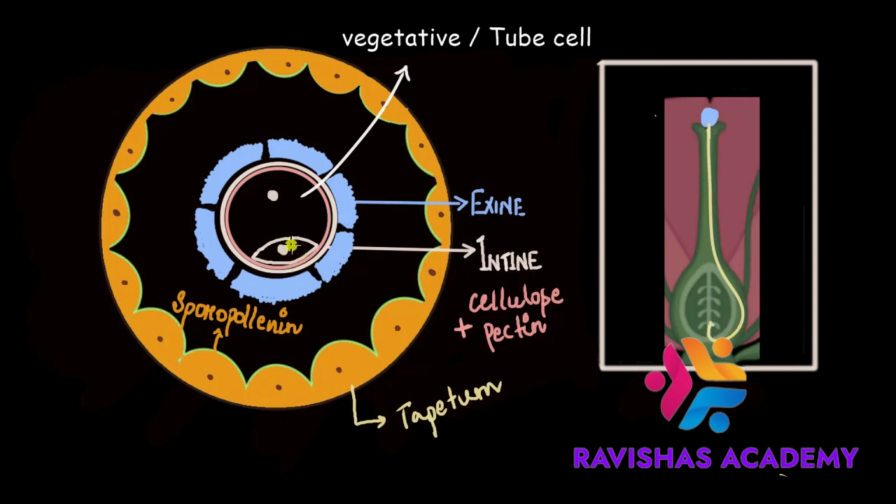Then what is the job of this smaller cell here? This cell, we call it the generative cell because this cell gives rise to the male gametes. And most pollens are released in this stage. This two-cell stage, one which we call vegetative or tube cell, and the other one which we call generative cell that gives rise to the male gametophyte. So in this stage, the pollens are released. Now let us see how these pollens are actually released.